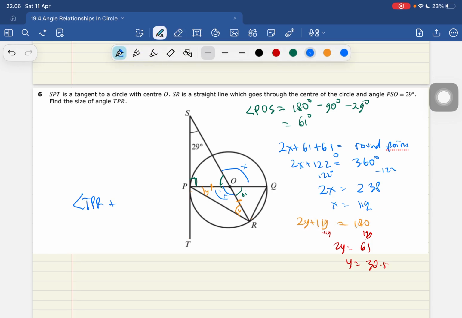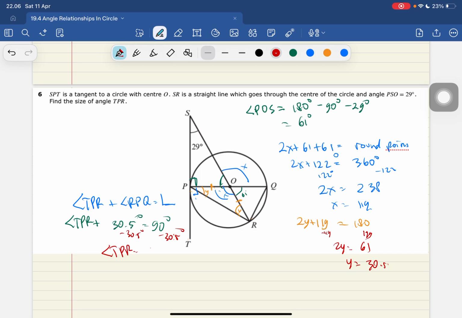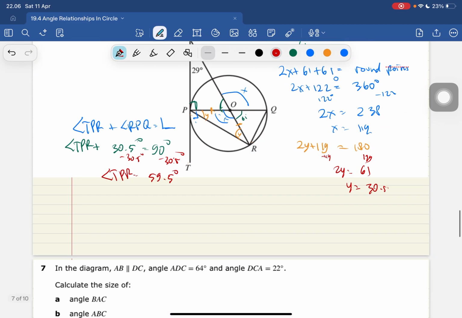If we would like to find the angle TPR, TPR plus RPQ, the R is the right angle, so 90 degrees. So angle TPR plus 30.5 equals 90 degrees. We can minus 30.5 degrees from both sides. So the angle TPR is going to be 90 minus 30.5, so we got 59.5 degrees.